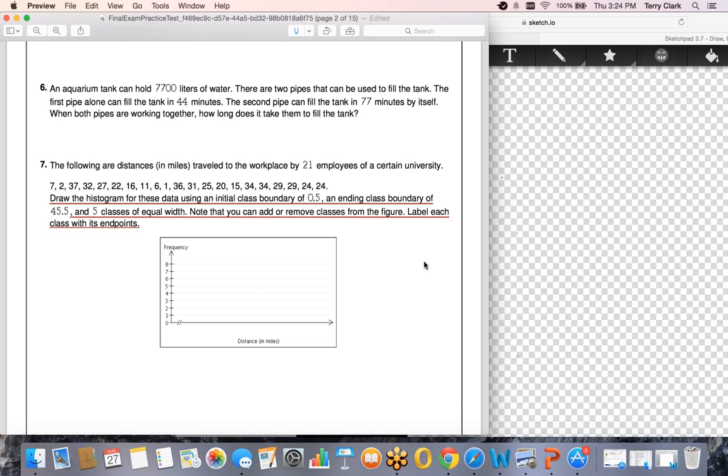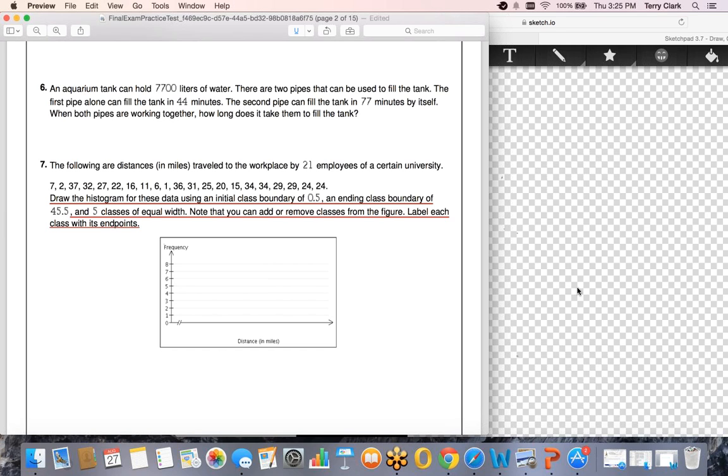we're going to take the information that we know. It says we started off with 0.5 and an ending class of 45.5. And so we need to figure out exactly how much distance that is that we're going to be working with. So to figure that out, we're going to try to figure out the space in between.